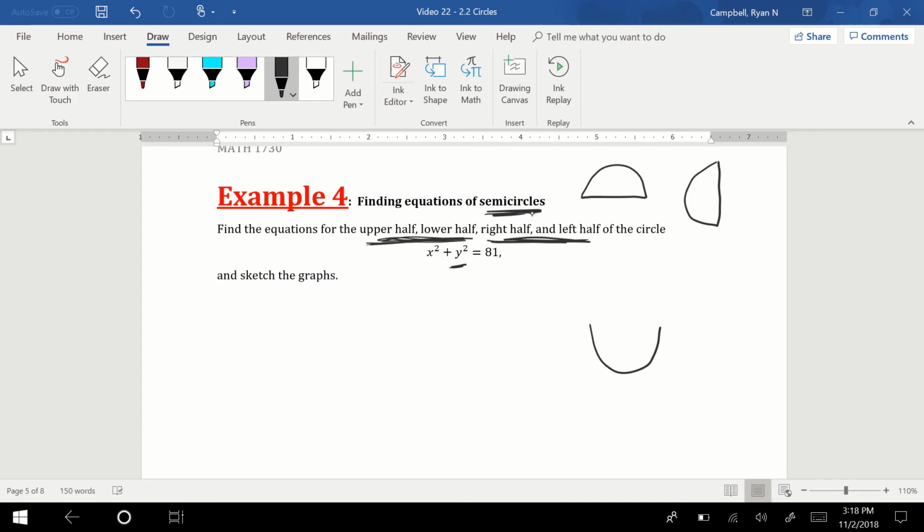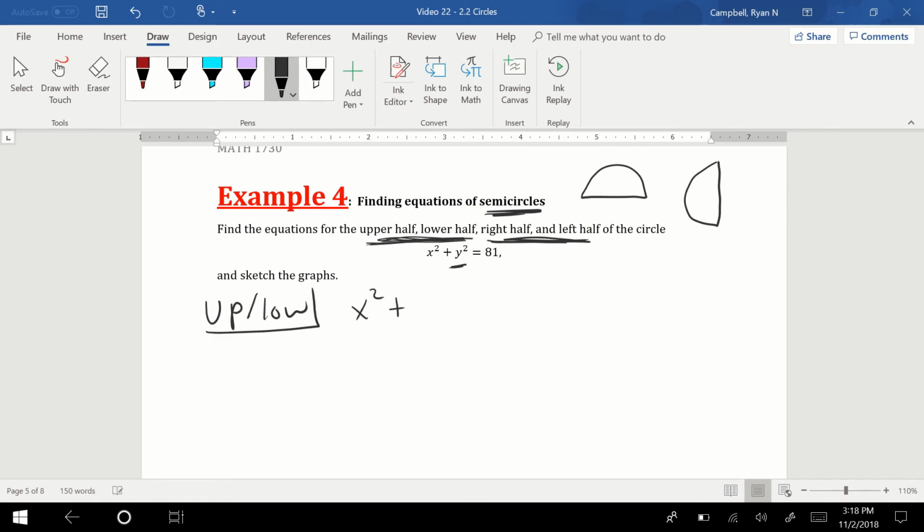If it goes up and down, these are kind of functions, so we can solve for y. The right and left half, these are not going to be functions, so we can't solve for y. We're going to solve for x in that case. So if we do the upper and lower, we're just going to solve for y.